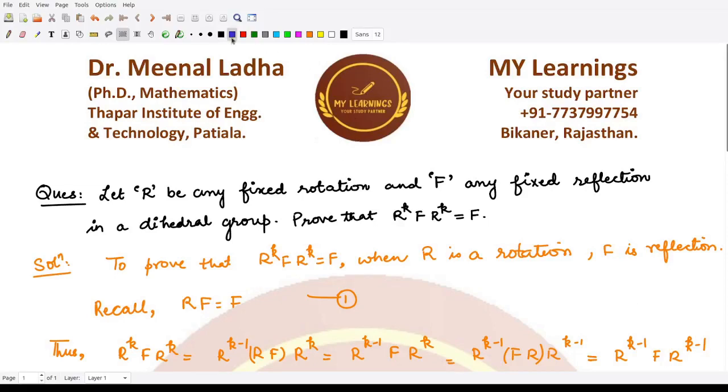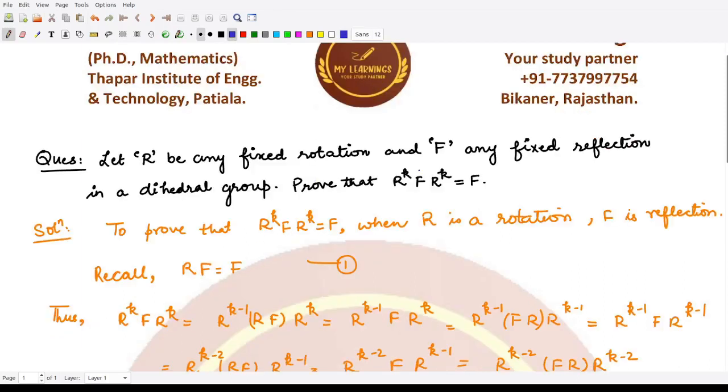In this video, we'll be solving this question which states that if R is any fixed rotation and F is any fixed reflection in a dihedral group, then you need to prove that R raised to power k, F, R raised to power k is equal to F. This is what we have to prove, right? In order to prove this, we have two ways to do that.